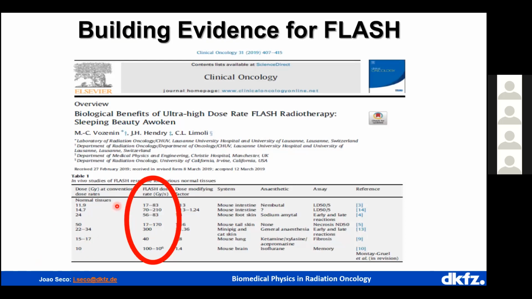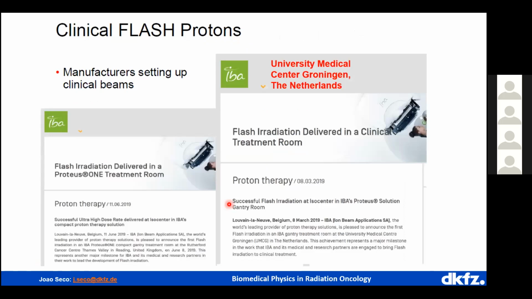So you see that all of these showed evidence of FLASH protection. So mouse intestine, mouse skin, mouse tail, mini pig and cat, mouse lung, mouse brain, all of these show FLASH protection. So there was a good amount of indication that it's clinically there. And these are all animal studies, not patients.